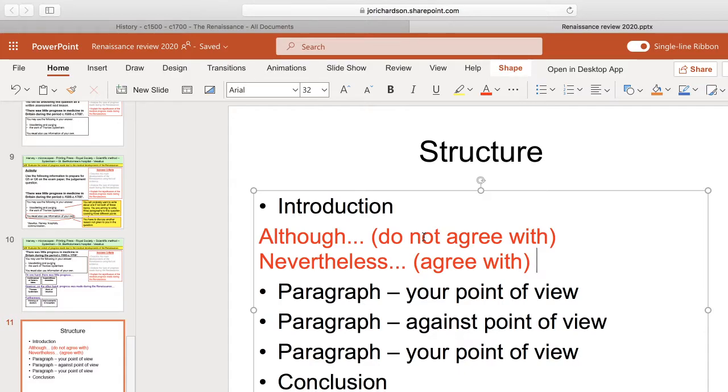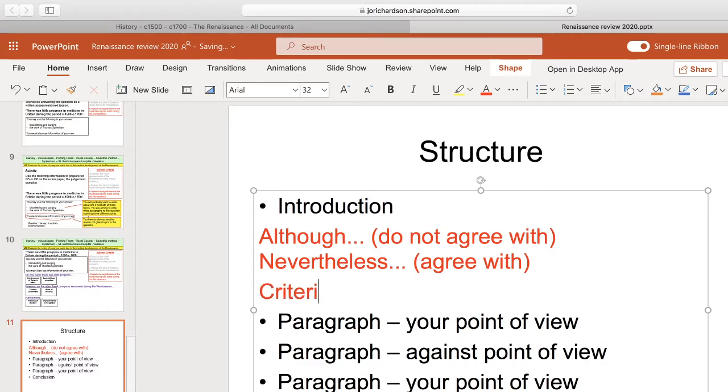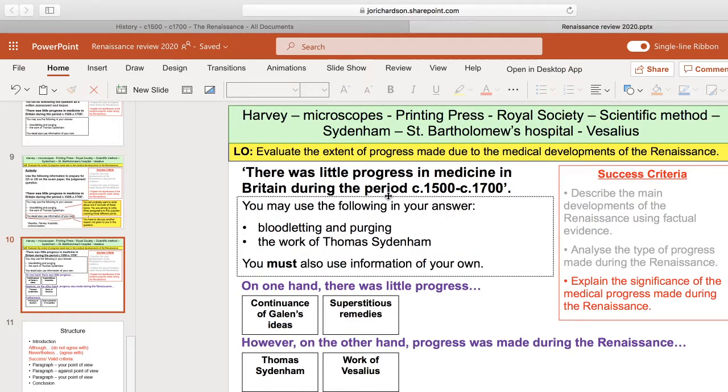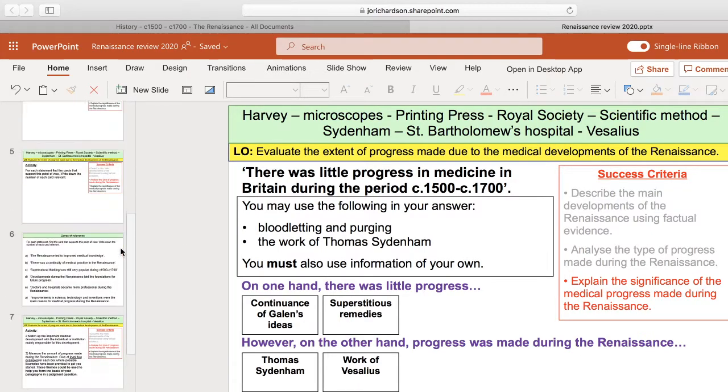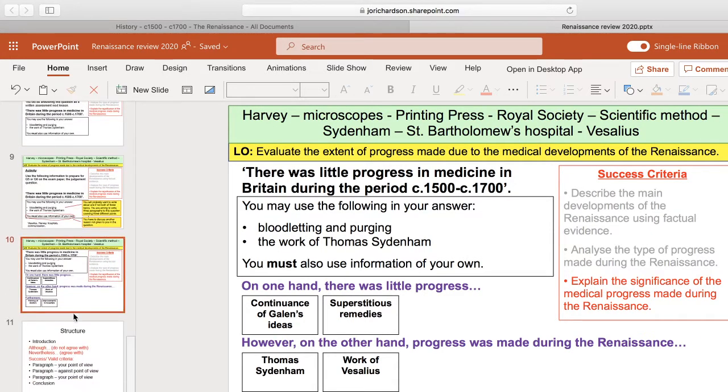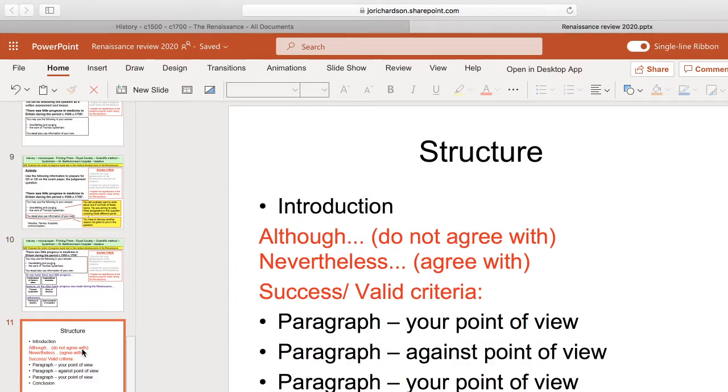Now, after you've done your although nevertheless, I then want you to give a criteria. Sometimes we call this a success criteria, sometimes a valid criteria. When you think about a success criteria, what you're actually doing is thinking, well, how do I measure whatever the question's asking? So how do I measure progress in medicine? Now, when it comes to progress in medicine, we've actually given you a criteria to work with.